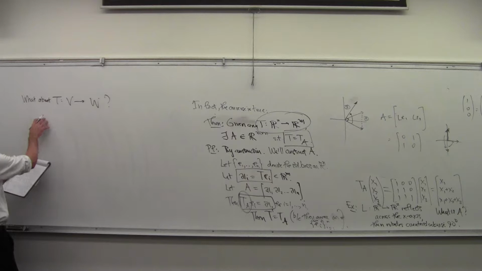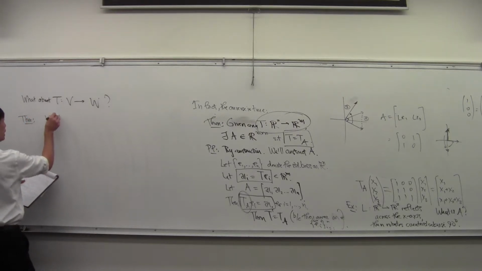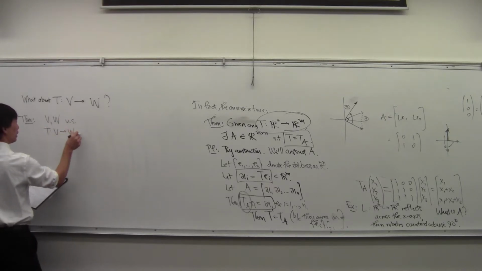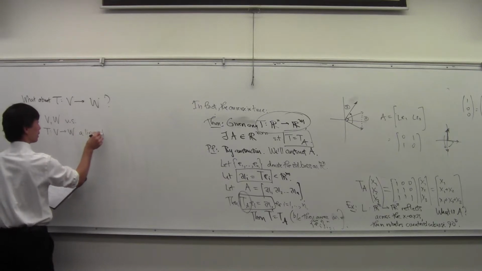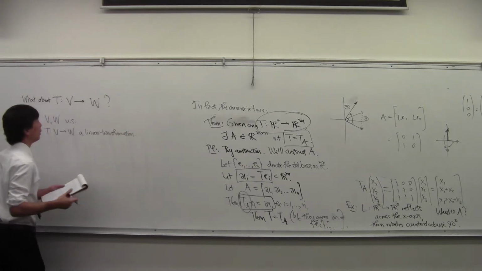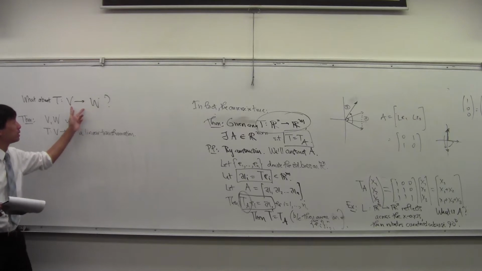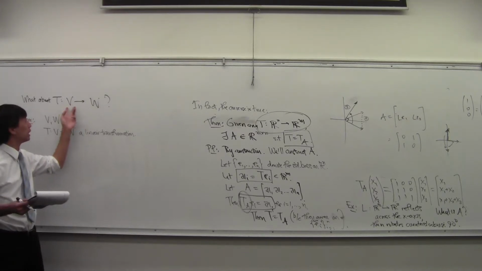I'm going to write this in the following way. So you've got V and W vector spaces, and you've got T going from V to W, a linear transformation. And we want to represent this T as a matrix, right? But it doesn't really make sense to talk about T as a matrix.